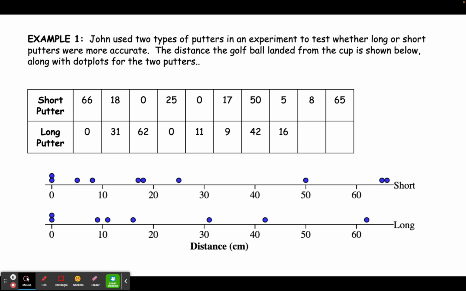So we're going to look at our putting data again. Here we have John using two different types of putters in an experiment to test whether the long or short putters were more accurate. The distance that the golf ball landed from the cup is shown below, along with dot plots for the two putters.